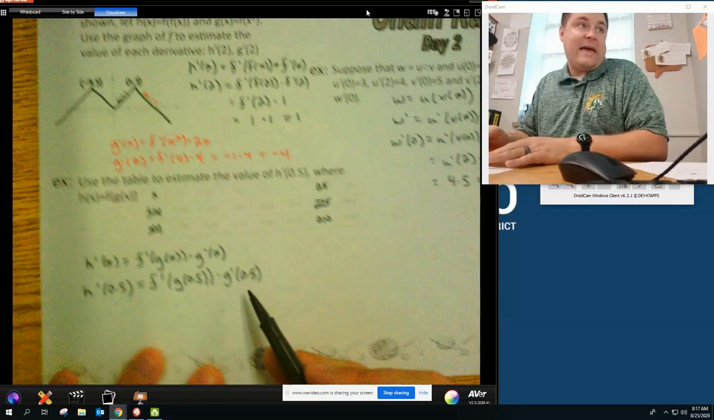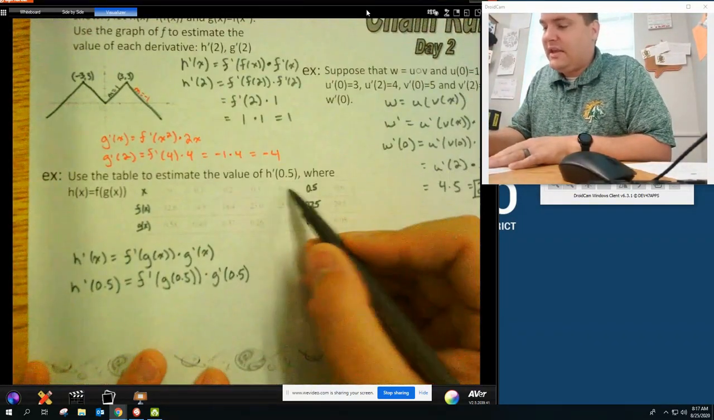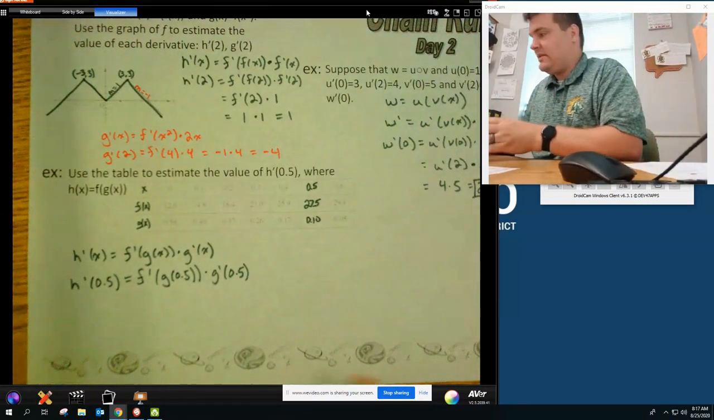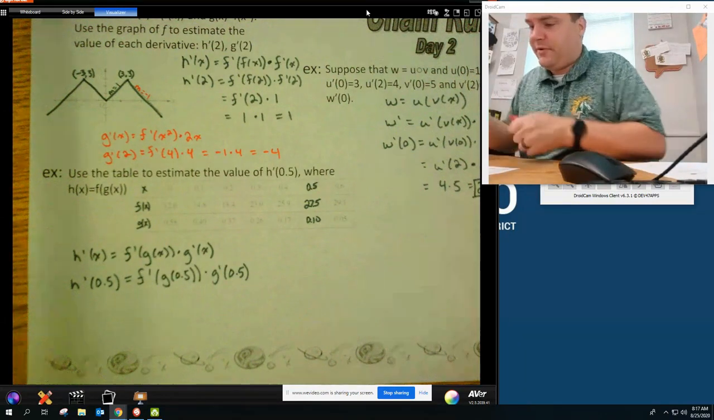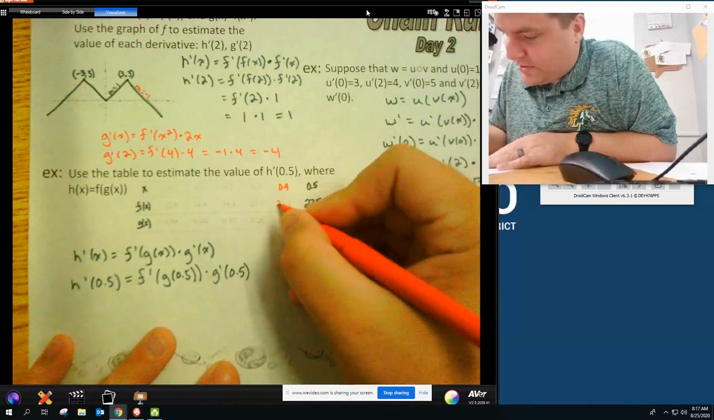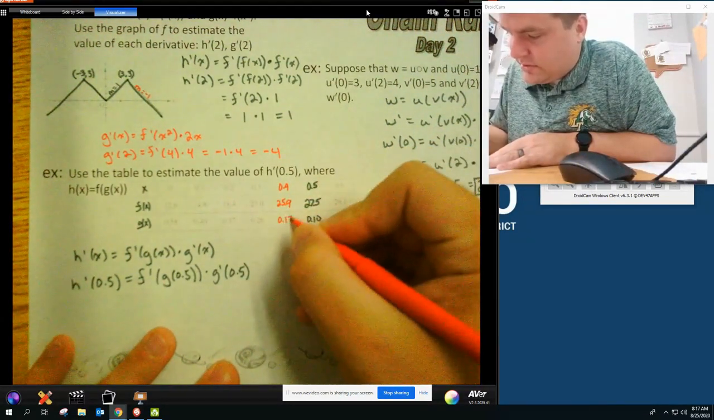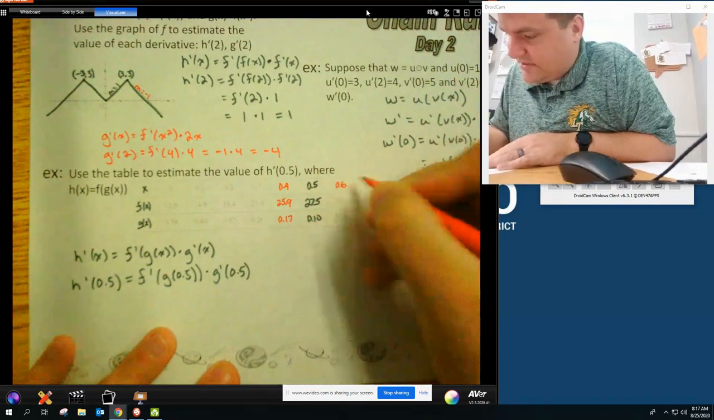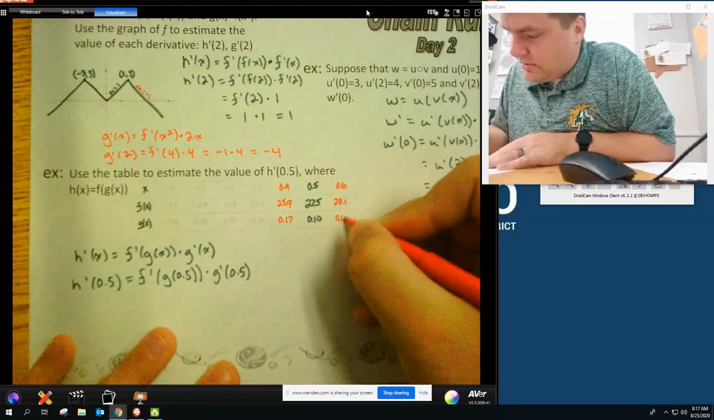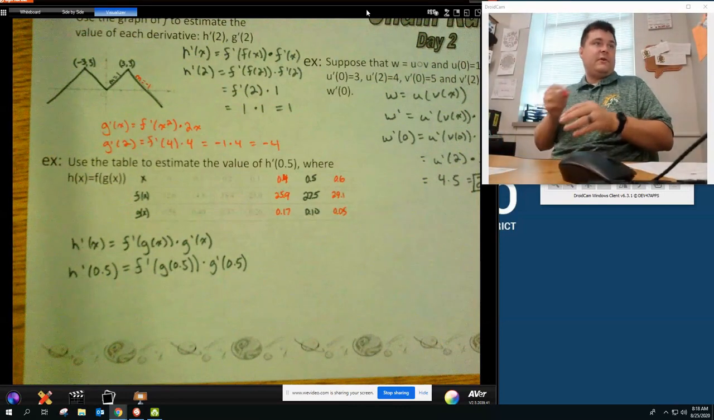Now, I don't have g prime of 0.5. I'm actually going to need to use the secant of the points around it. So let me go ahead and highlight those for you so it's easier to read on here, because these are the only values I'm using. That's supposed to be a 4. And then this is a 0.6. This should be a 4. It's a little better, like a 4.